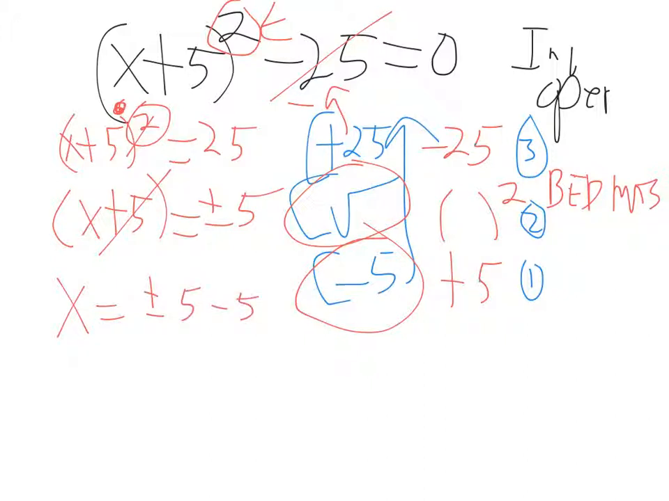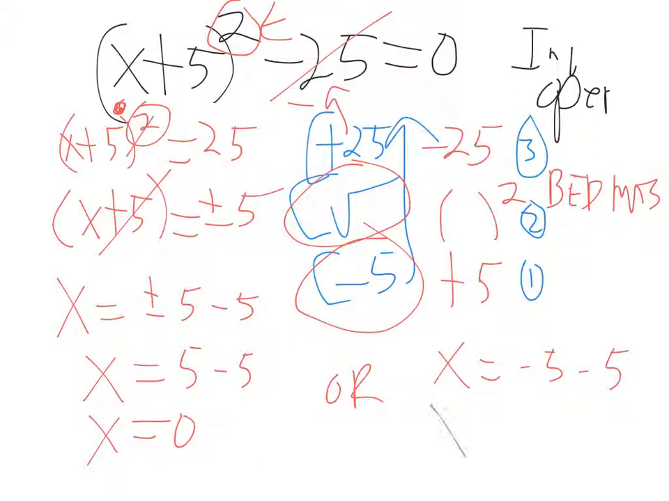So what does that give us for our two answers? Well, x is going to equal 5 minus 5, or x is going to equal negative 5 minus 5, x equals negative 10. So we get the same answers all three ways.